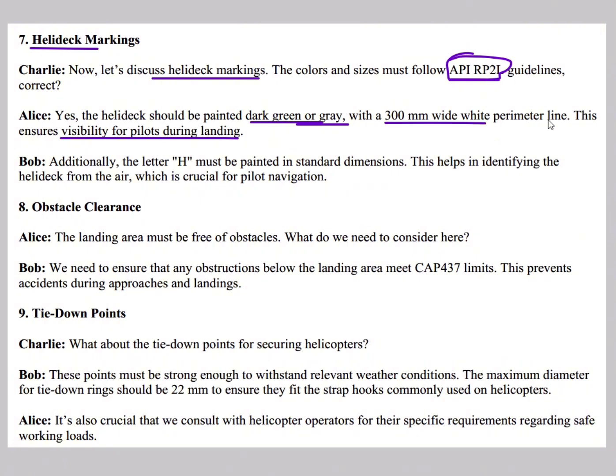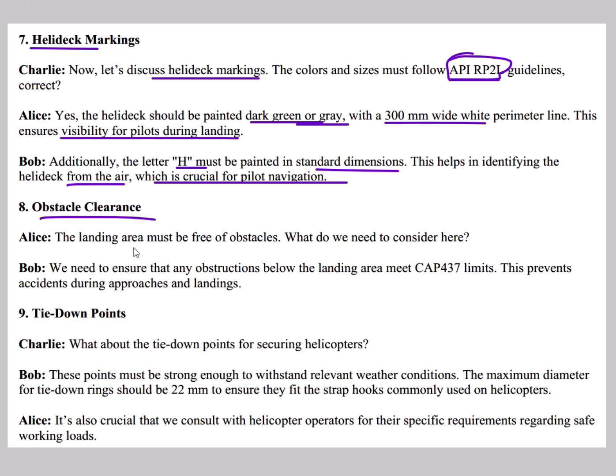A 300 mm wide white perimeter line should also be there, and additionally the H must be painted in standard dimensions. That helps in identifying the helideck from the air, which is crucial for pilot navigation. When the pilot is seeing the helideck from a long distance, it should be clearly visible, right? So to enhance the visibility, this kind of marking is required.